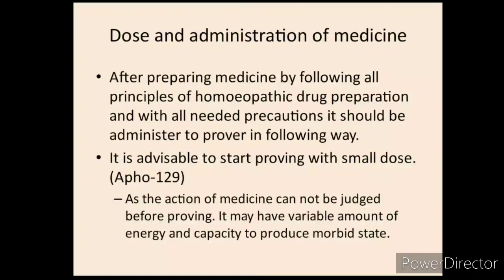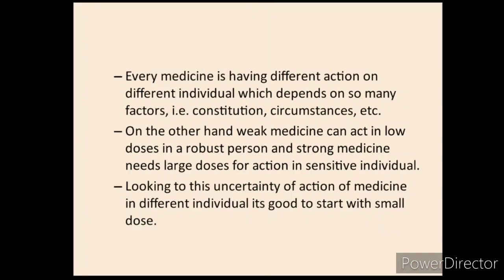As the action of a medicine cannot be judged before proving, it may have a variable amount of energy and capacity to produce a morbid state. Every medicine has a different action on different individuals, which depends on so many factors like constitution and circumstances. On the other hand, a weak medicine can act in low doses in a robust person, and a strong medicine needs large doses for action in a sensitive individual. Looking at this uncertainty of action of medicine in different individuals, it's good to start with small doses.